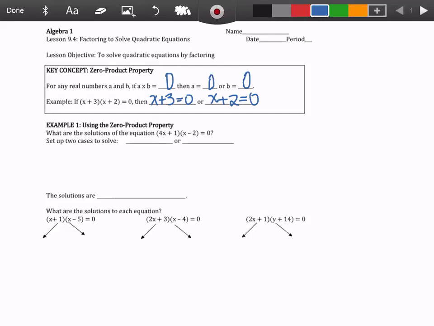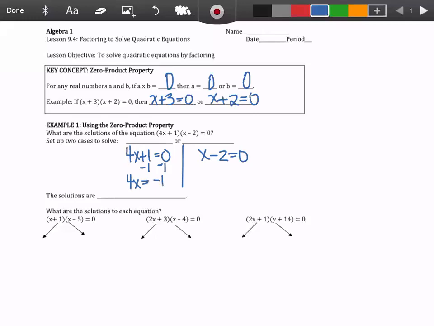So in this case, we have 4x plus 1 times x minus 2 equals 0. We can separate it into 4x plus 1 equals 0 or x minus 2 is equal to 0. And then we are trying to figure out what x is. So now we have 2 different equations that we can solve for x. We're going to balance this left equation, 4x plus 1. We're going to subtract 1. And then that leaves us with 4x is equal to negative 1.